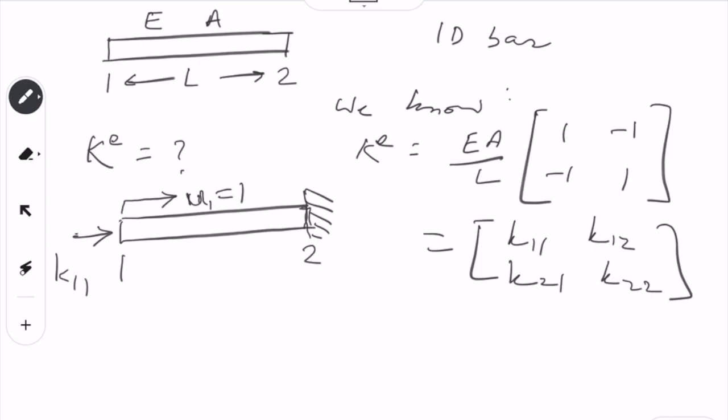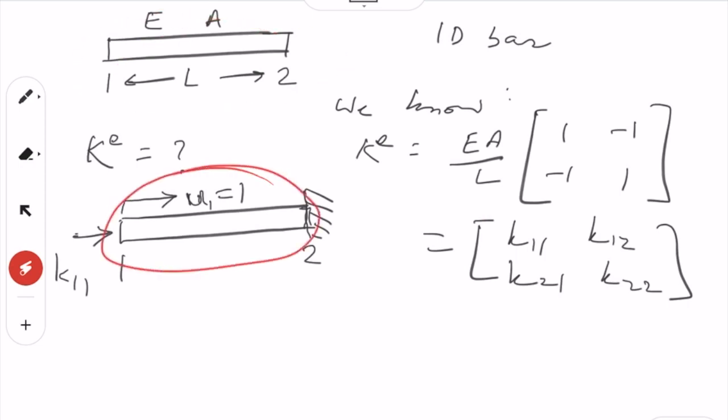So what I mean to say is, if in your lab you want to find out K11, how will you do it? You will take this element, fix it at 2, and move this end by unit displacement u1 equal to 1, and whatever force is needed to move it by 1 will be K11. K12 will be whatever force is needed to balance it here. So first let's find out K11, then we can find out K12.